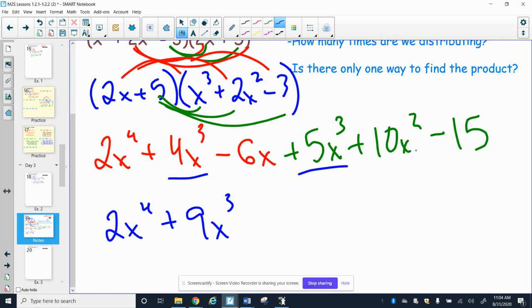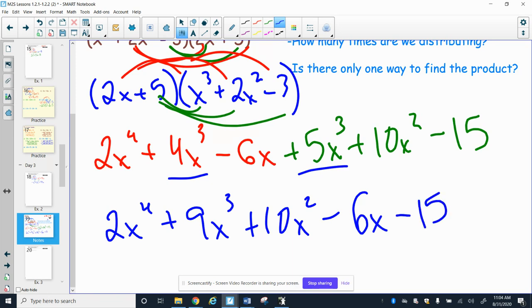But that doesn't have any partners, right? Any like terms. So we can write plus 4x squared. We have a negative 6x, but there's no like terms with that either. Minus 6x. And we have that minus 15 still. That has no like terms.